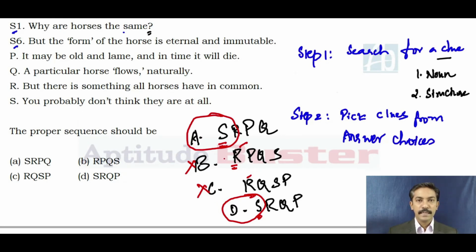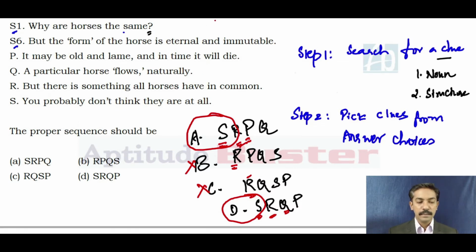The moment you understand S should be the second sentence, what you need to do is look for the third, fourth, fifth positions. Here, S, R. So the third position is also common in A and D. You probably don't think they are at all, but there is something all horses have in common. Fine. What you need to check is, should P follow R or should Q follow R? Let's check it. Q says a particular horse flows naturally and P says it may be old and lame and in time it will die.